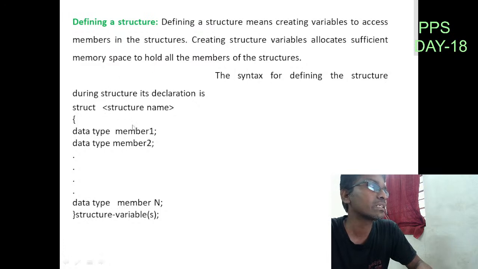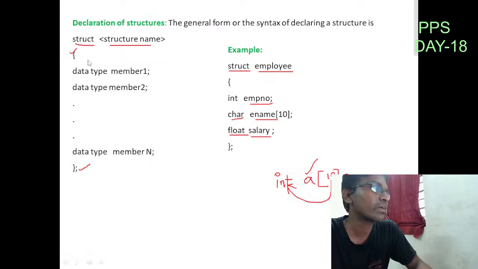So here I am defining a structure: struct followed by the structure name, followed by different data types, closed with curly brackets and followed by the structure variable. So this is defining. Whereas in the previous one, I did not define any structure variable.